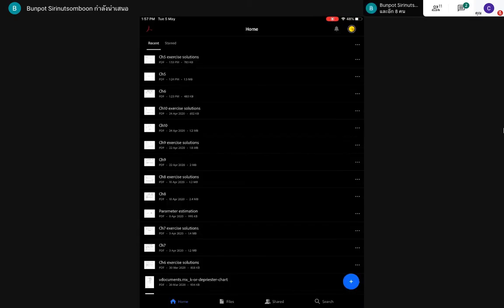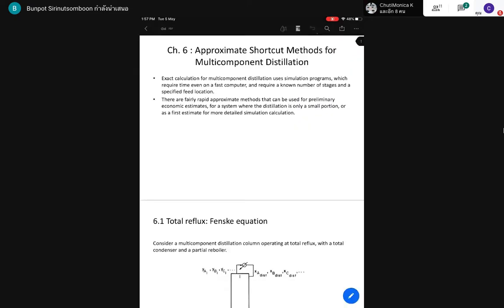And then chapter 6. So for chapter 6, basically it continues from chapter 5. We're still dealing with multi-component distillation, but in chapter 5, it's kind of time consuming, right? It's a bit time consuming to do stage by stage calculation. So that's why there are some shortcut methods for solving multi-component distillation, and we use the Fenske equation and the Underwood equation, okay, to solve this.